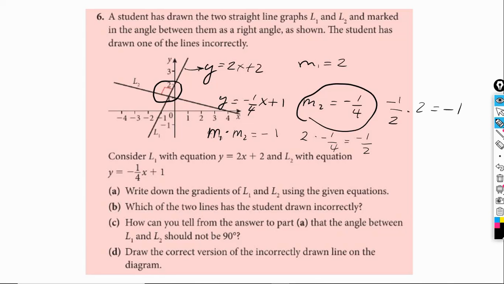And then it says, draw the correct version of the incorrectly drawn line. So to draw the correct version, basically we just have to change the slope here a little bit and make it more like a gradient that would actually make a right angle with this. I don't have a ruler here, so I do it manually. What would be the equation of that new line? It would then be y equals negative 1/2 x plus 1.